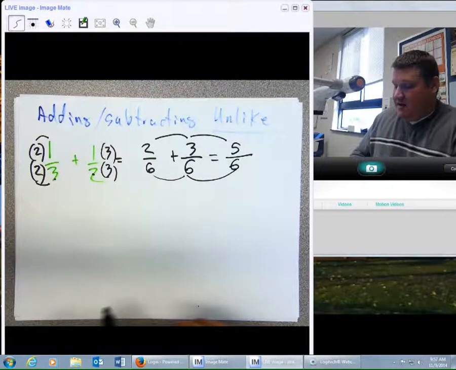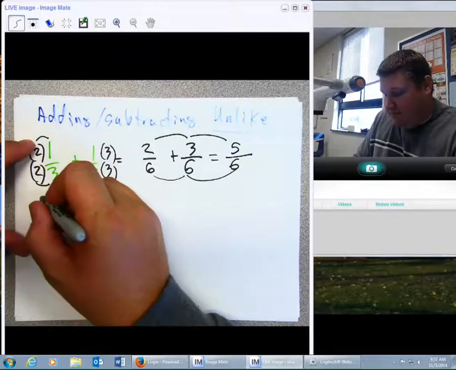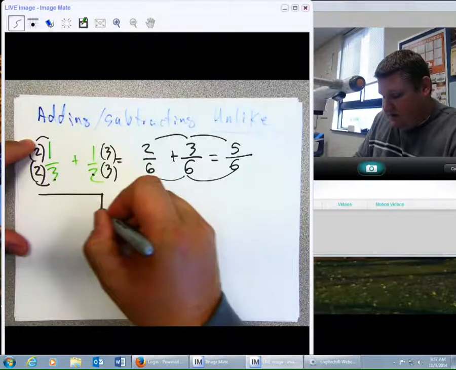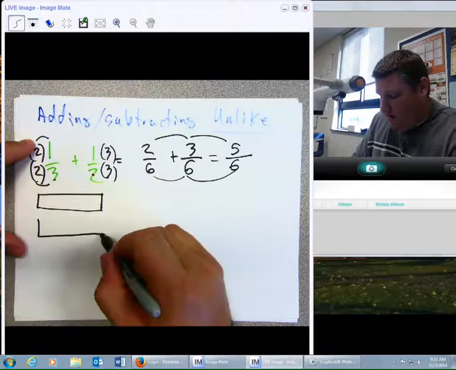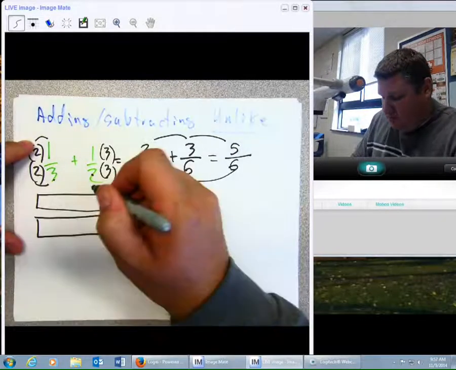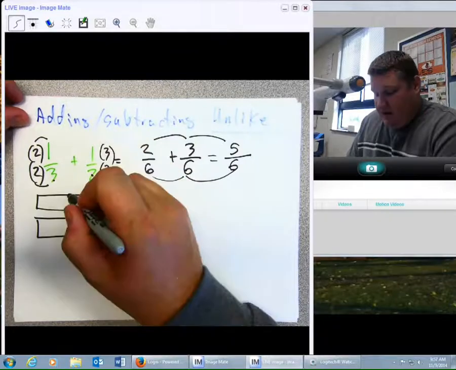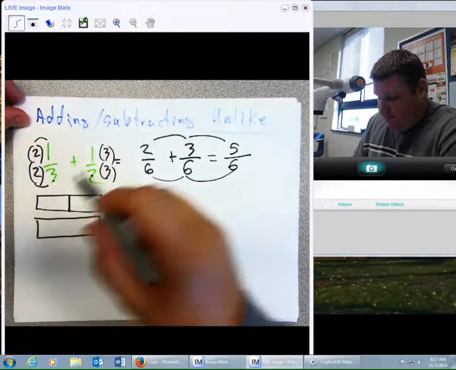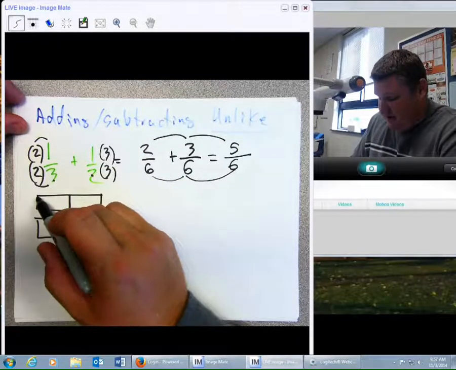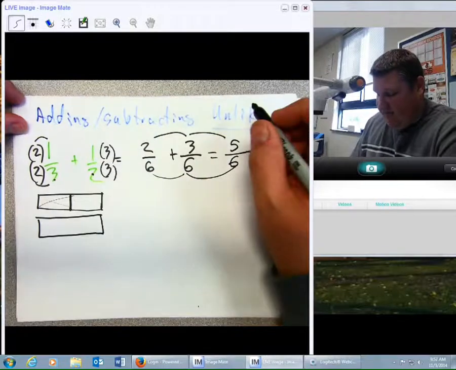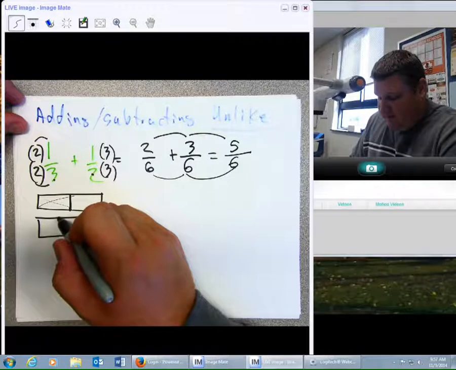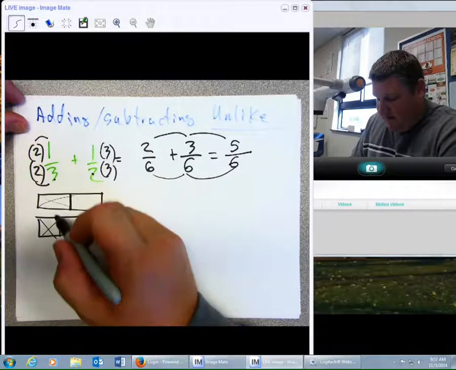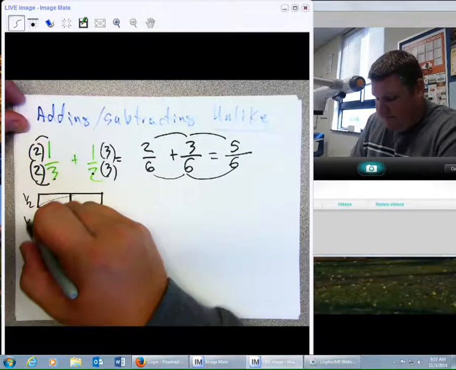Now, let's do this using some models. Let's assume that this block right here equals a whole 1. And here's a whole other 1. And right now I have a half. That should look pretty much like a half over here. So if I have half, that part's good. And a third, that's going to be somewhere in this ballpark. That's a third. So I have 1/2, 1/3.